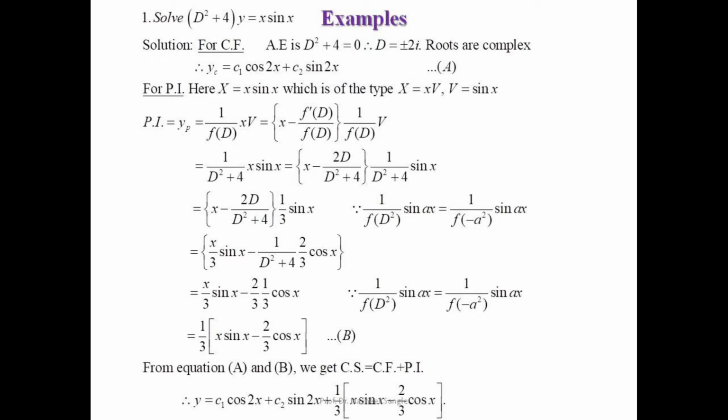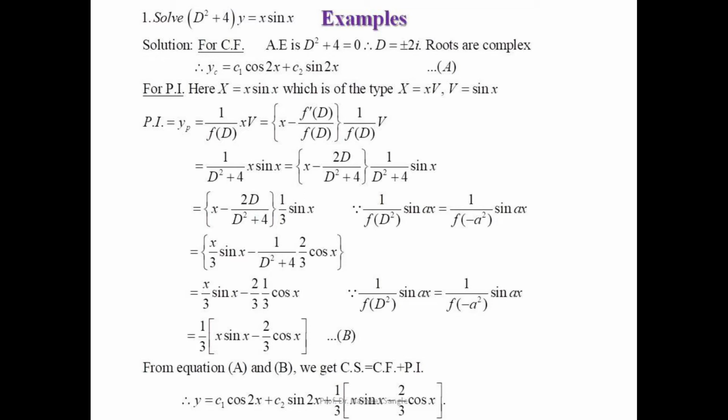Whenever we find the particular integral of any equation, first write down the right hand side value of the given equation. Here the value of capital X, that means the right hand side value, is x into sine x. So it is of the type capital X is equal to x into v, where the value of v is sine of x, which is a trigonometric function. Then according to the particular integral formula, yp is equal to 1 upon f of D x into v, which is equal to x minus f dash of D upon f of D, after bracket 1 upon f of D into v.